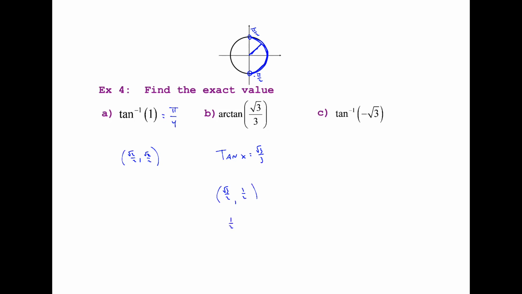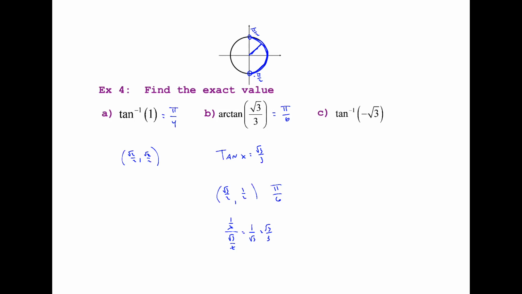If you take y divided by x, or sine divided by cosine, I wrote that wrong, so let me fix it. 1/2 divided by square root of 3 over 2, the 2's would cancel and you'd be left with 1 over the square root of 3, which when you rationalize it is square root of 3 over 3. So that would be our ordered pair, which relates to 30 degrees or pi over 6. Now it is positive, so we do want to stay in quadrant 1, so that would be pi over 6.